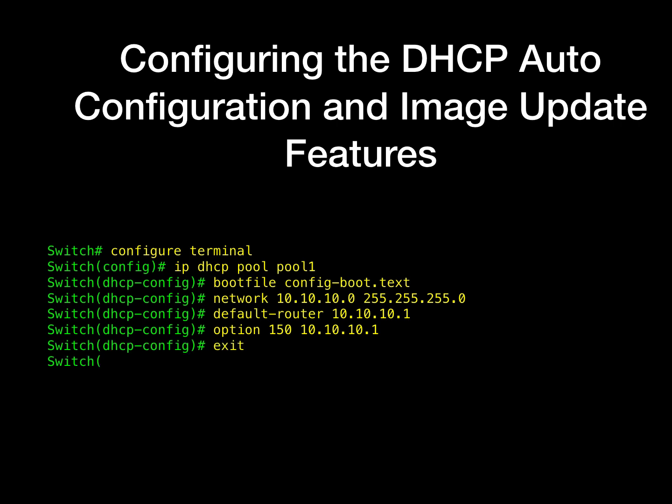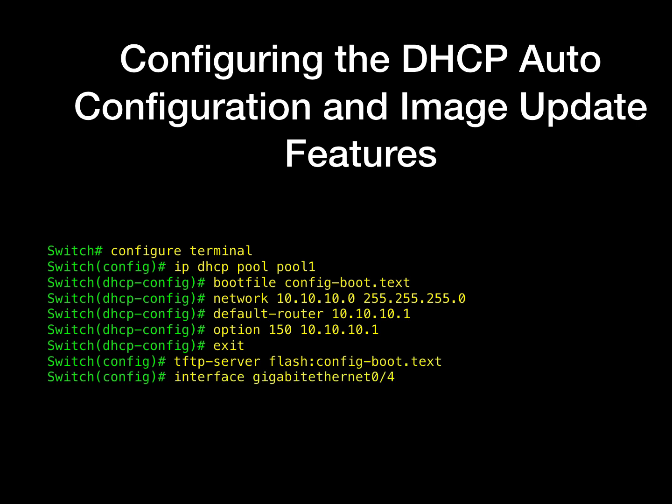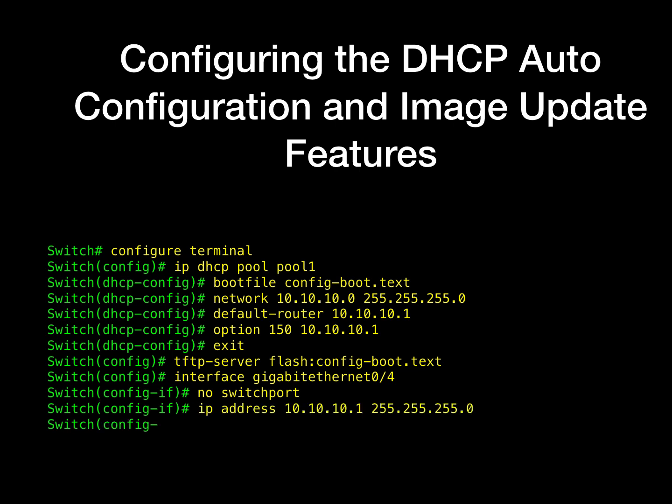Return to global configuration mode. Specify the configuration file on the TFTP server. Specify the address of the client that will receive the configuration file. Put the interface into Layer 3 mode. Specify the IP address and mask for the interface. Return to privileged exec mode. Optional, save your entries in the configuration file.